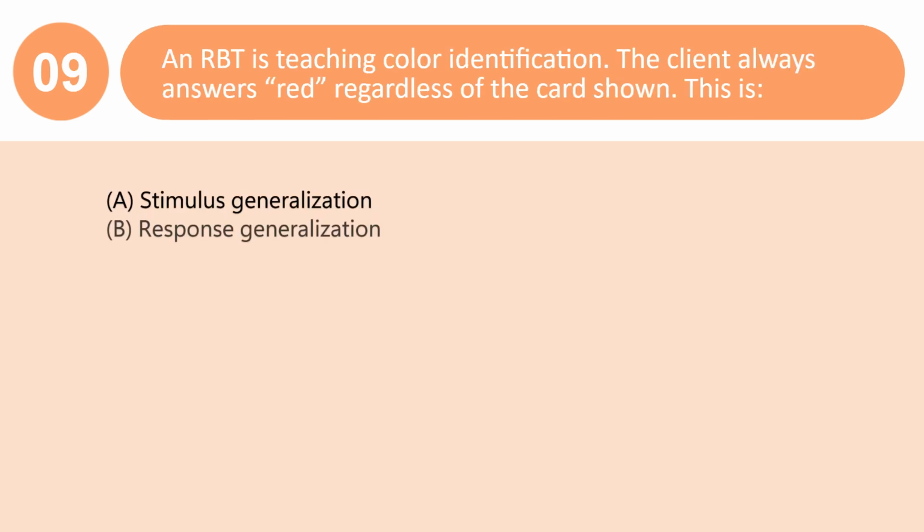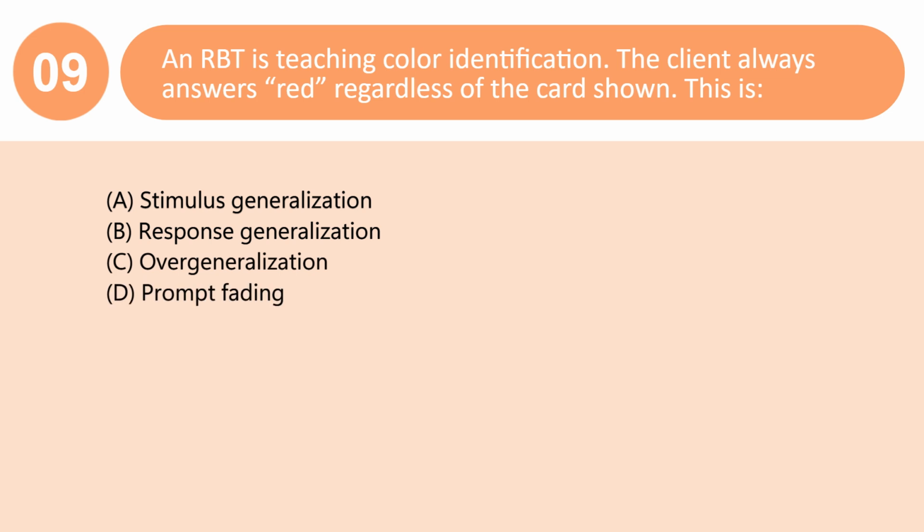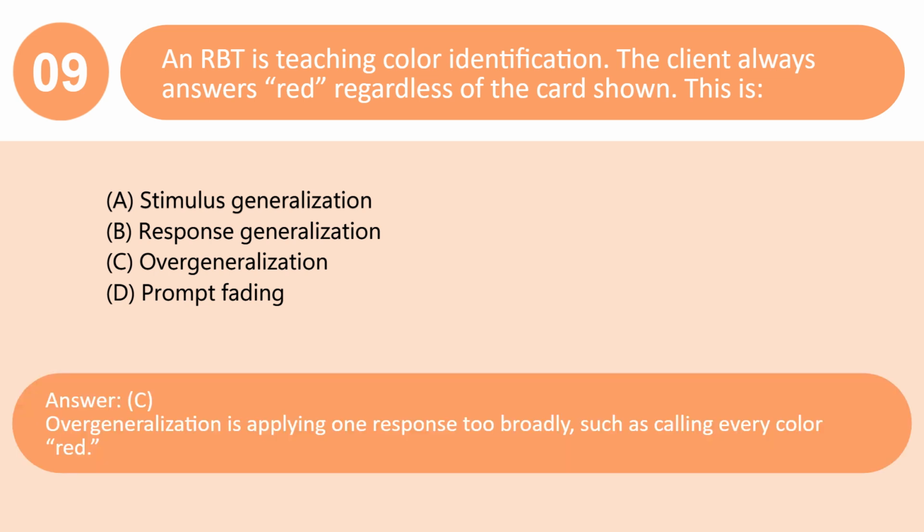An RBT is teaching color identification. The client always answers red regardless of the card shown. This is A. Stimulus generalization. B. Response generalization. C. Overgeneralization. D. Prompt fading. Answer C. Overgeneralization is applying one response too broadly, such as calling every color red.